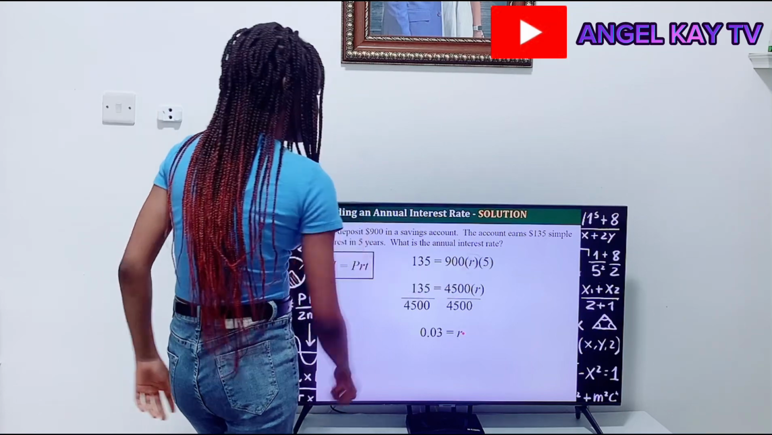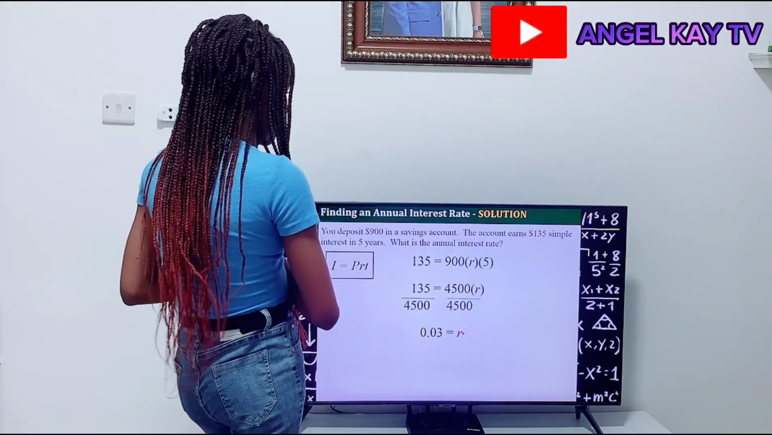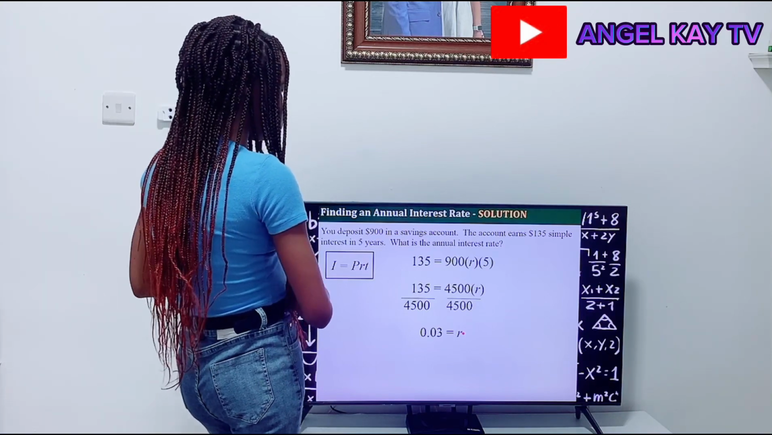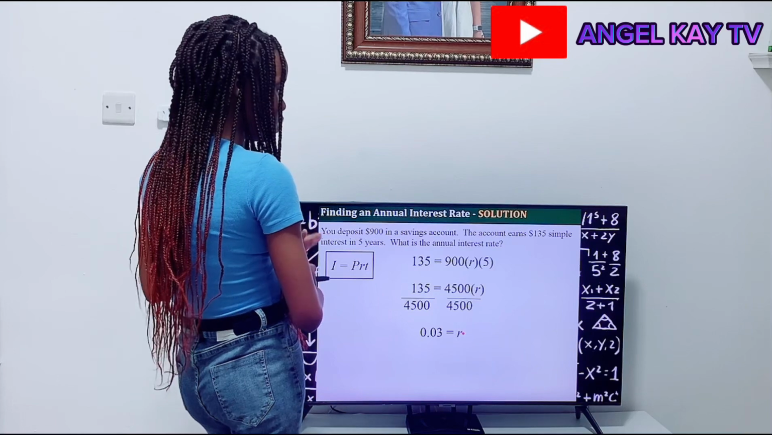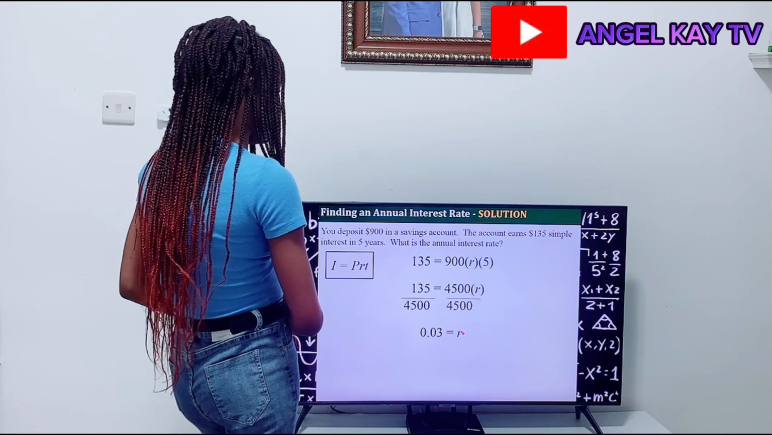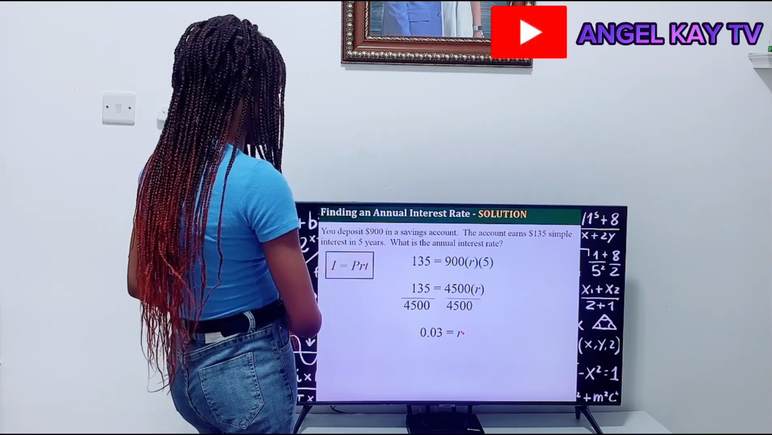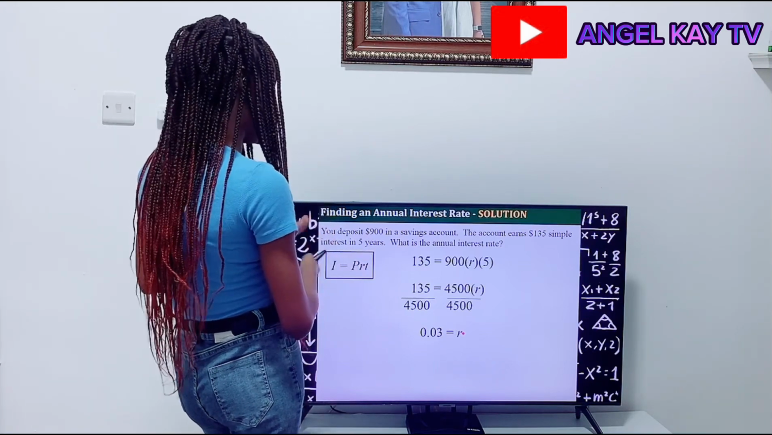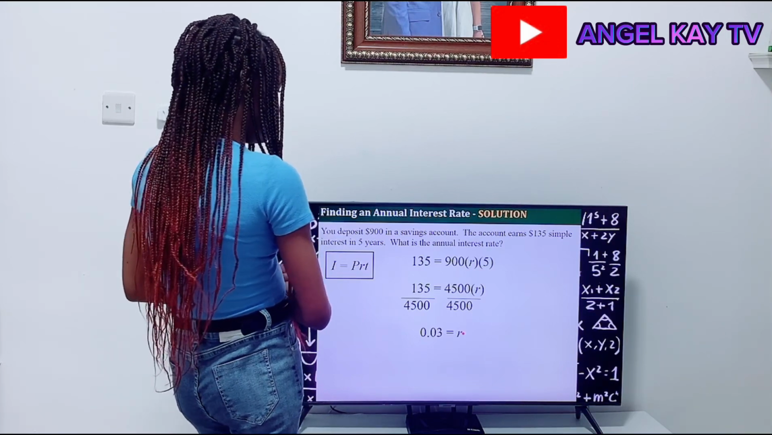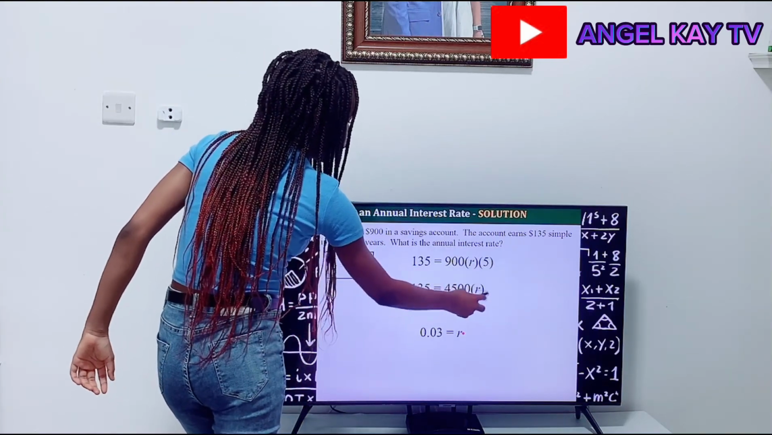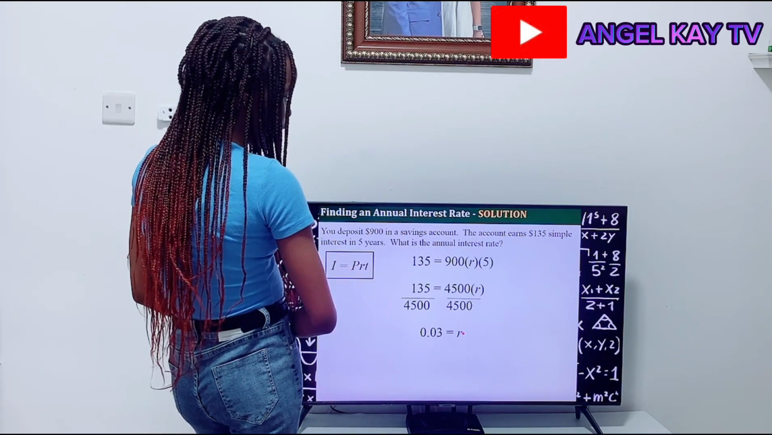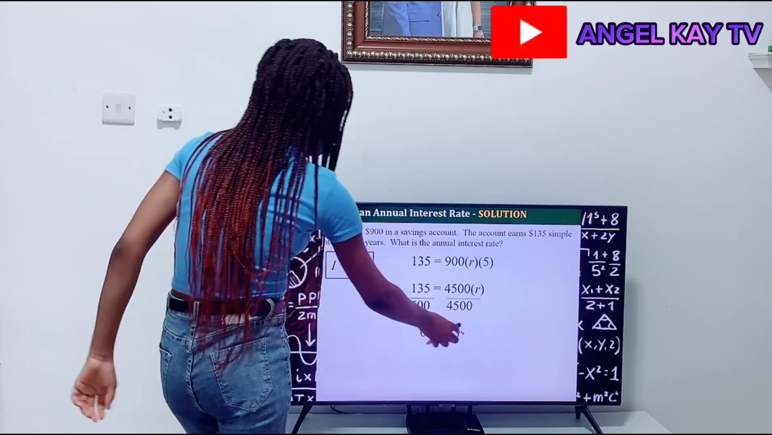So here's R over here, and since we don't know what the rate is, that's why we're writing it like this. So 135 is equals to 900 times 5. We're going to do times 5 since we don't know what the rate is. We got our 5 from the years. Now, after that, we're going to get an answer of 4,500 R. Put the R here. So now it's time to divide. 4,500 divided by 4,500 will leave us with R.